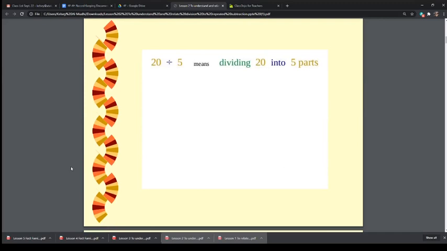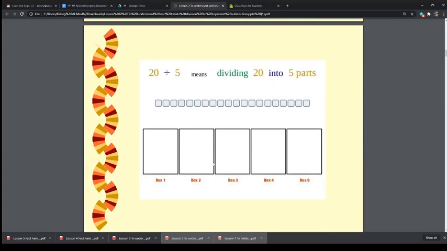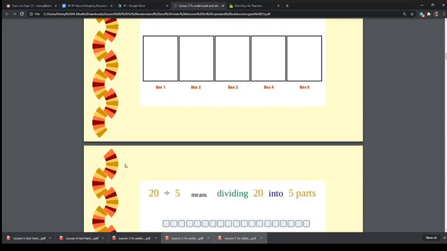So here's a little division problem. 20 divided by 5 means dividing 20 into 5 parts. Here we have 20 squares. 20 divided by 5, again, means dividing 20 into 5 parts. Here's 20 squares, and we are dividing it into these 5 boxes.